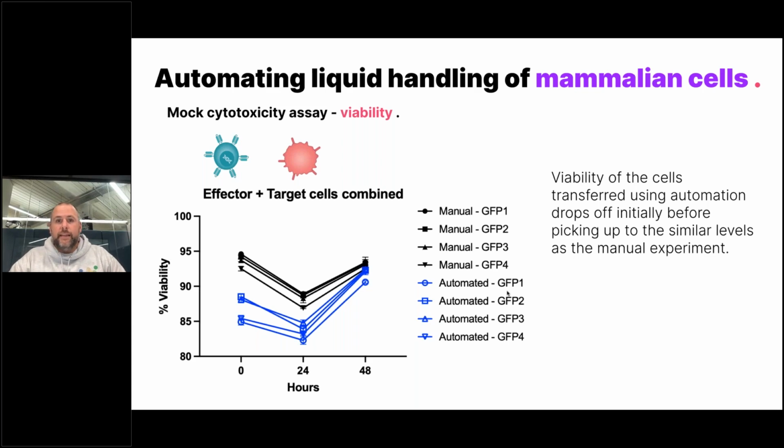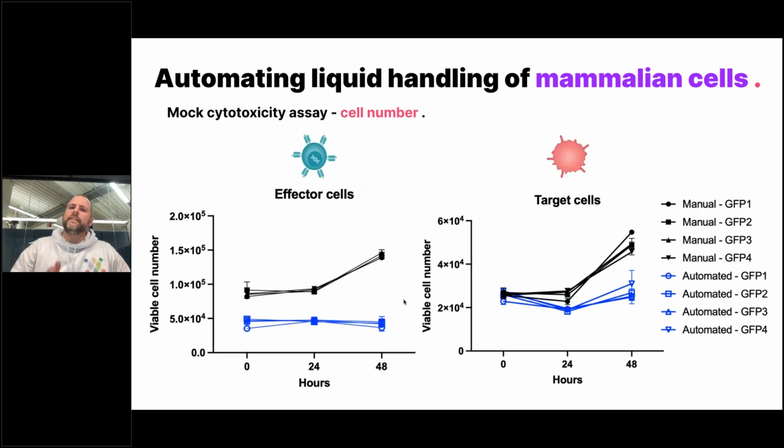So you can see here the different effector GFP cell batches using either the manual in black or the automated experiments in blue. This is the combined percent viability of the 2 cell types. And we can see after we get this initial drop in viability for the automated protocol, things pick up to a similar level compared to the manual protocol by day 2. So this result wasn't too concerning.